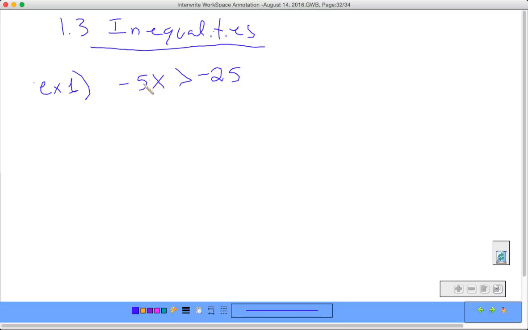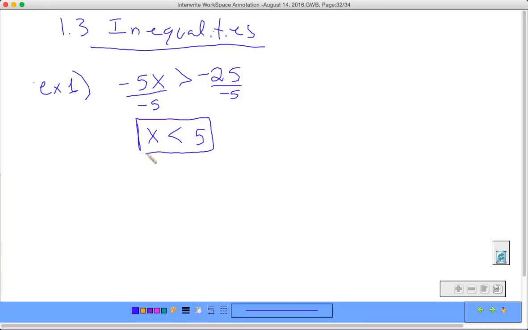Okay? Just like with an equation, our goal is to get x by itself. So here, if it's not written, I know that there's multiplication. So to undo multiplication, I divide. Gives me x. If you divide or multiply both sides by a negative, you flip your sign. So because I divided by a negative, I'm going to flip my sign. And then here, negative 25 divided by negative 5 is positive 5.